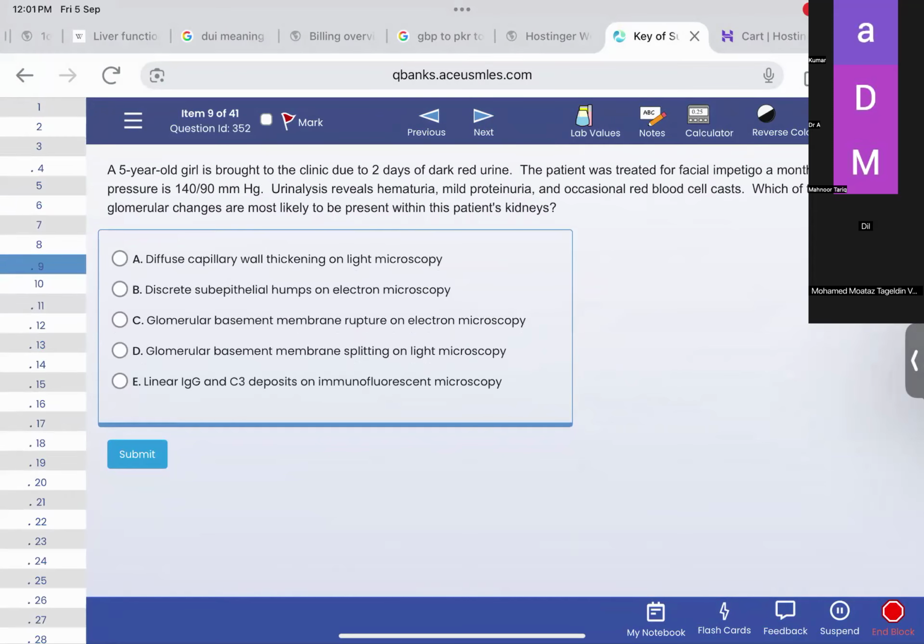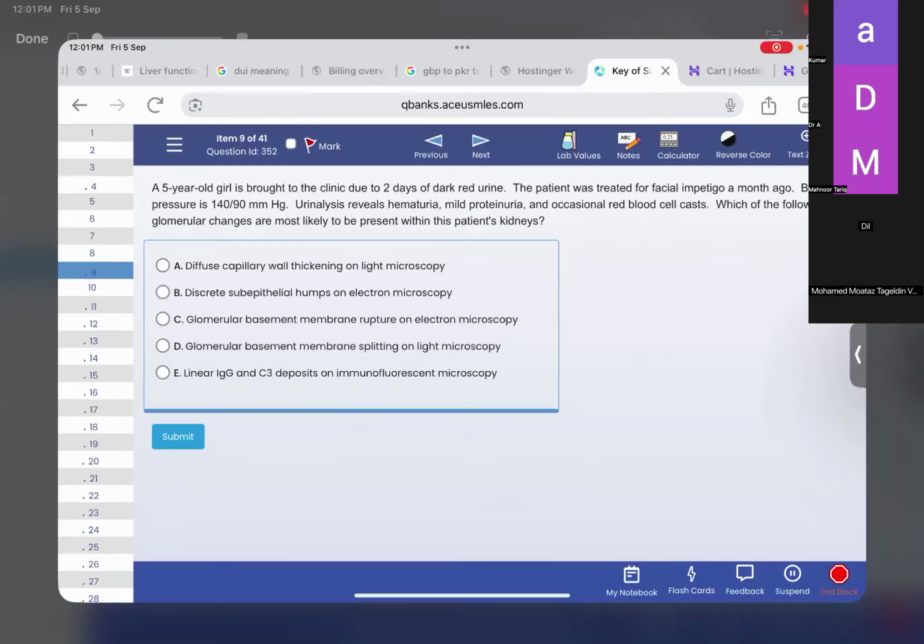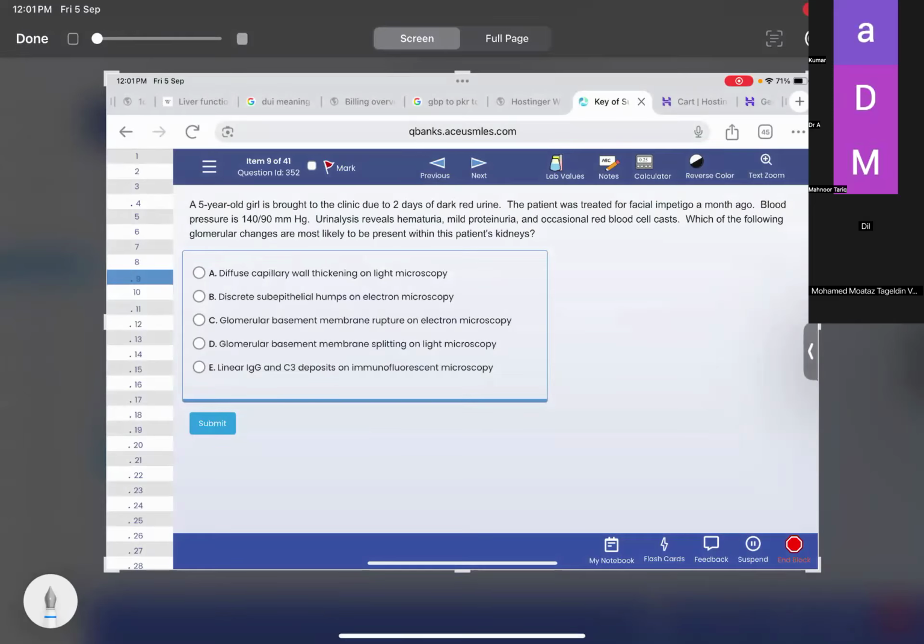Anyone please? Which of the following glomerular changes are most likely to be present within this patient's kidney? A 5-year-old girl is brought to the clinic due to 2 days of dark red urine. The patient was treated for facial impetigo a month ago. Blood pressure is 140 over 90. Urinalysis reveals hematuria, mild proteinuria, and occasional red blood cell casts. Which of the following glomerular changes are most likely to be present within this patient's kidney?